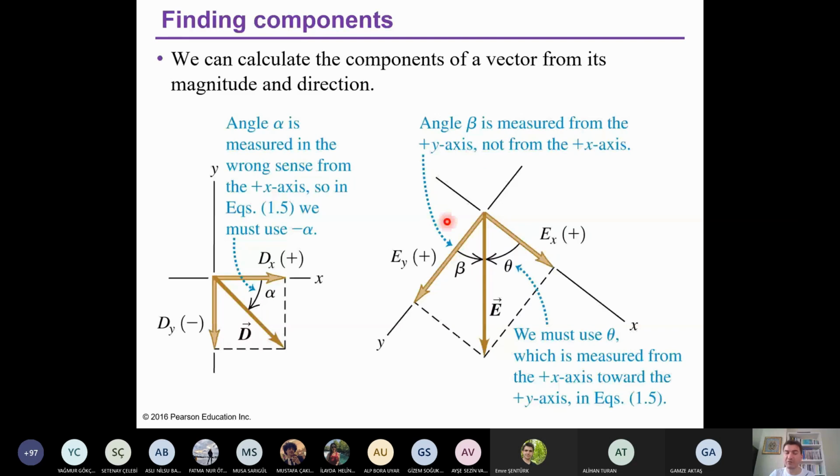So you must be very careful with the angles within the questions. Otherwise, you can get wrong results. I will discuss it here. We must use theta, which is measured from the positive x-axis toward the positive y-axis. So now let's have a look at what I mean.